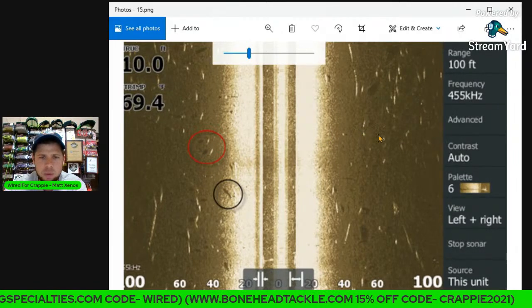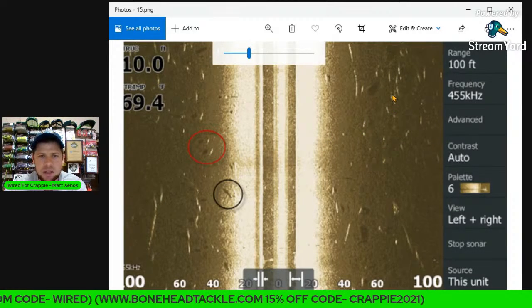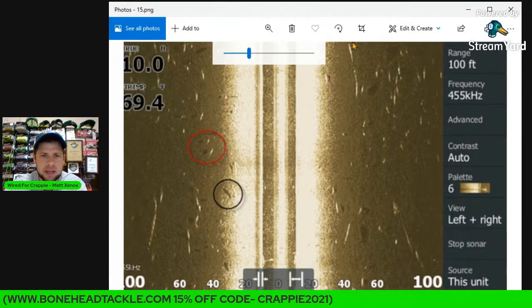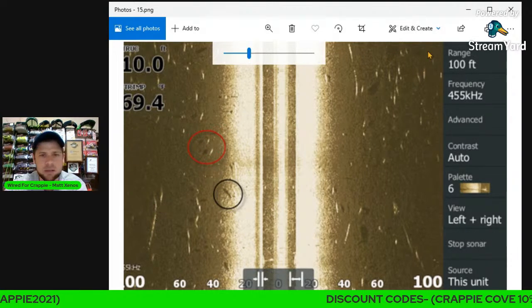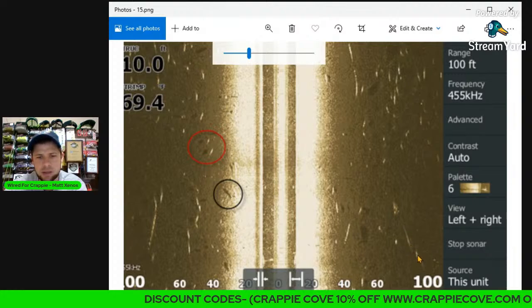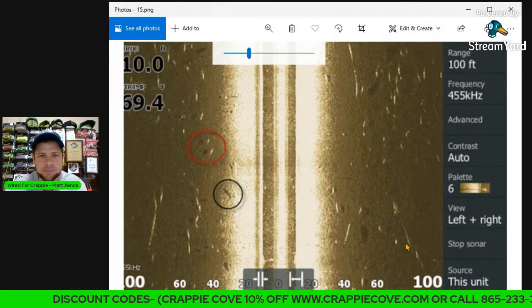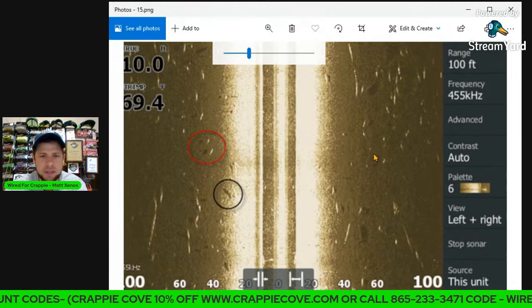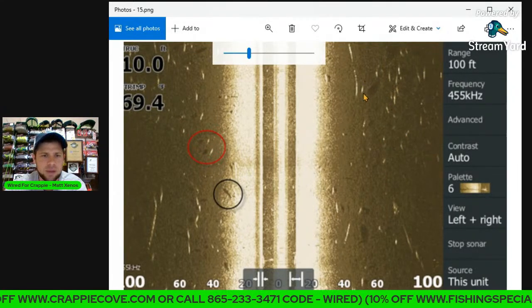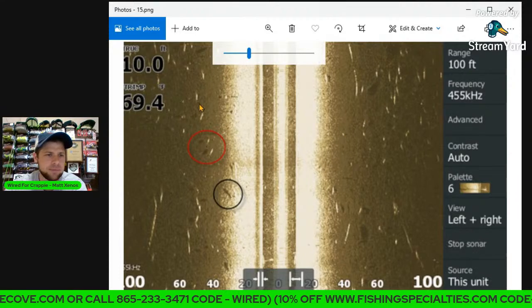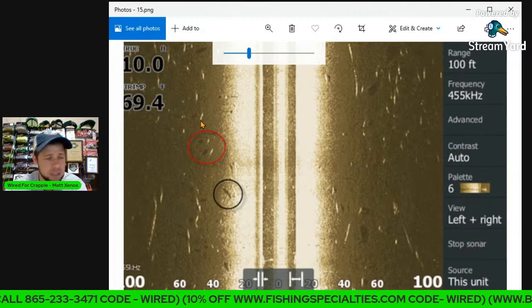But all of these little white dots, with the exception of that, that's not fish. That's a log. That's a rock, the edge of a rock. That's a stick. That's an edge of a rock. That's an edge of a rock. Follow my cursor. But all of these little white dots out here, guys, are fish, okay? All these little white dots. Now, some are not crappie, some are.